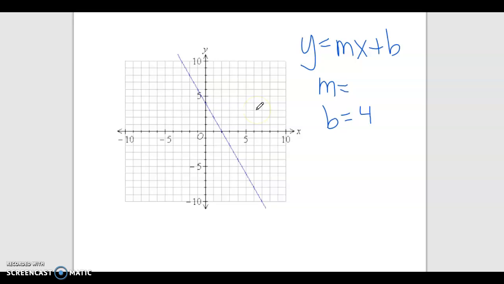All right. Now to find my slope, I'm still going to look at my rise and run, but I'm going to look at my points. So I want to find 2 good solid points. Starting at that y-intercept is always a good place to start. So I'm going to start at this y-intercept and I'm going to label that point.